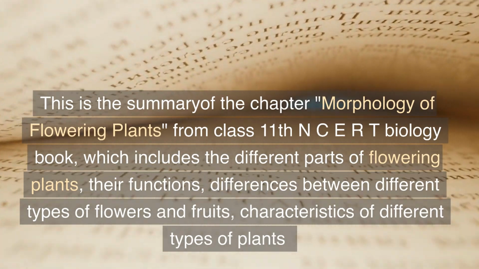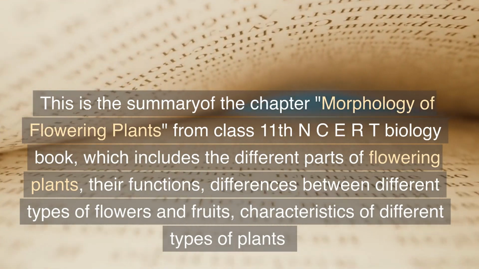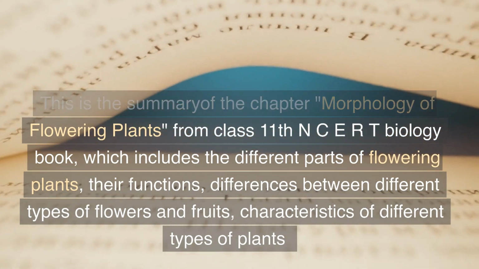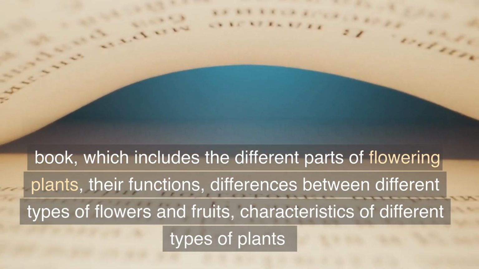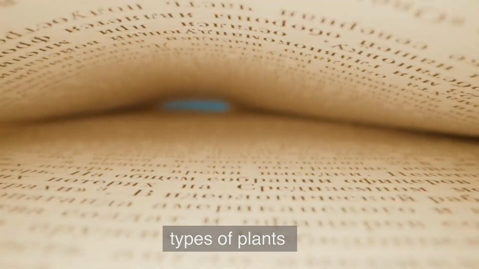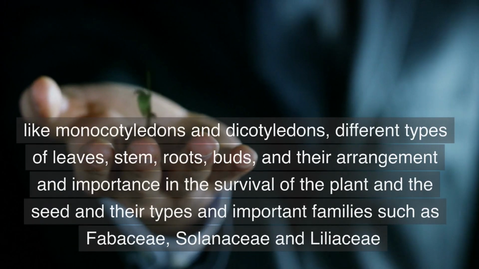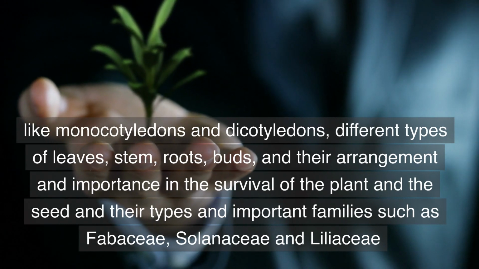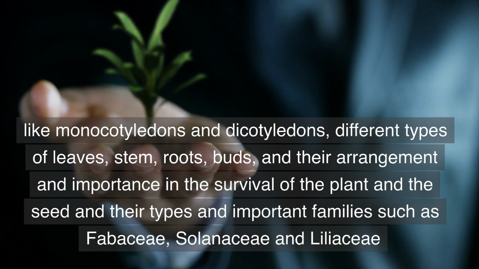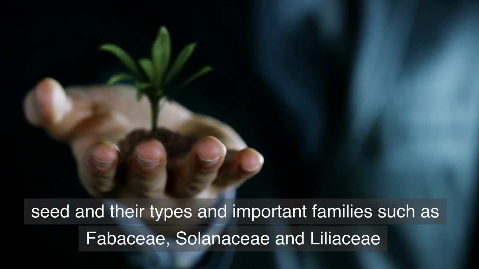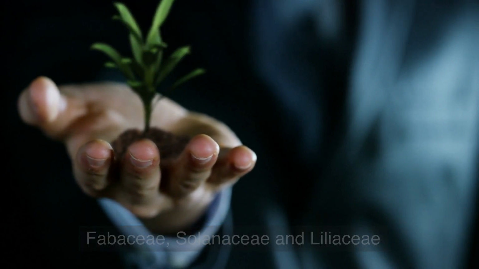The end. This is the summary of the chapter Morphology of Flowering Plants from Class 11th NCERT Biology book, which includes the different parts of flowering plants, their functions, differences between different types of flowers and fruits, characteristics of different types of plants, like monocotyledons and dicotyledons, different types of leaves, stem, roots, buds, and their arrangement and importance in the survival of the plant and the seed and their types, and important families such as Fabaceae, Solanaceae, and Liliaceae.